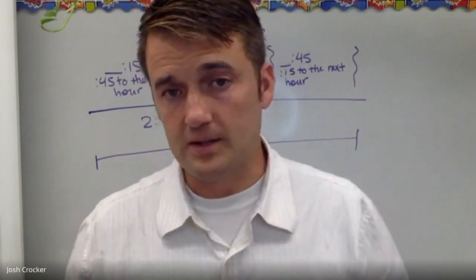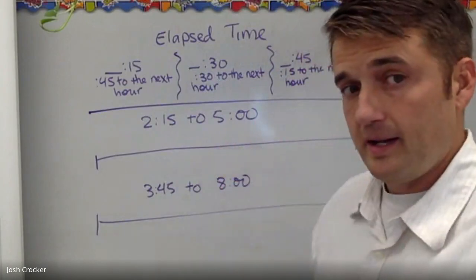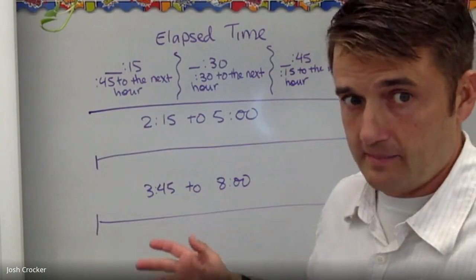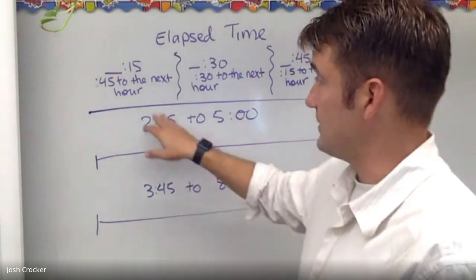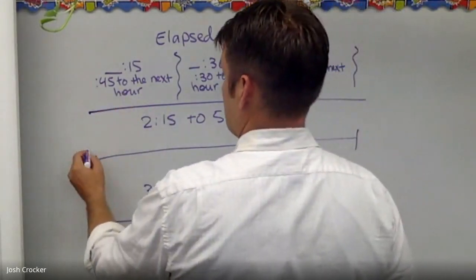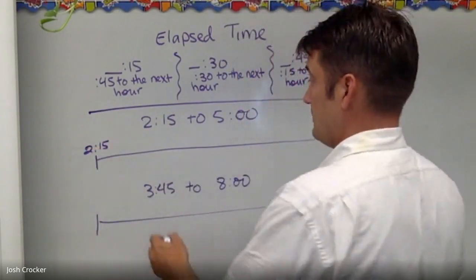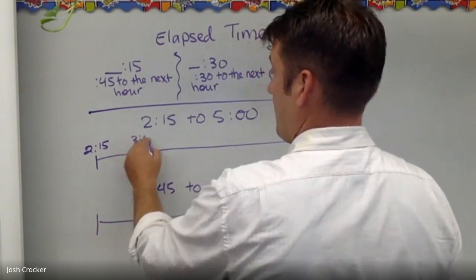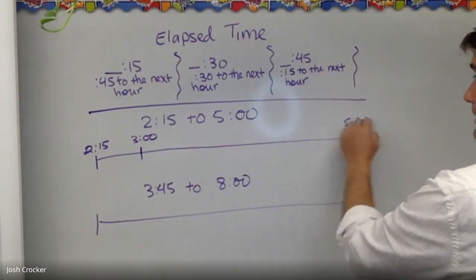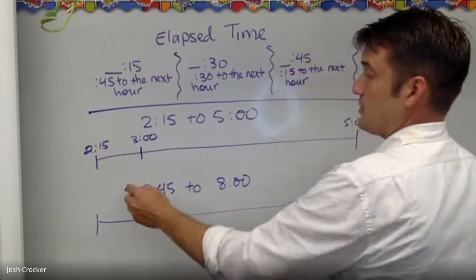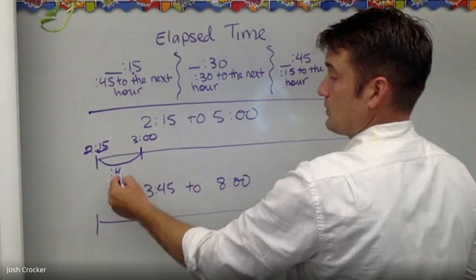So we're going to do a couple of examples first with just those benchmarks, and then I'll show you how to do it from any time. So from 2:15 to 5 o'clock. Let's just start here. 2:15 is my start. The next hour is 3 o'clock. And I know I'm going to 5 o'clock. I should have put that first, probably. So from 2:15 to 3, it's 45 minutes. So that jump was 45.